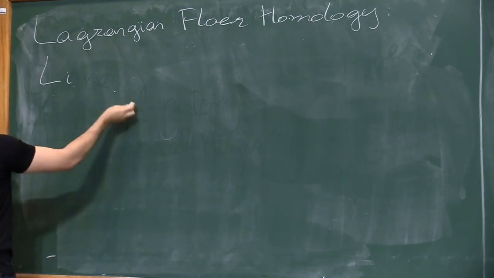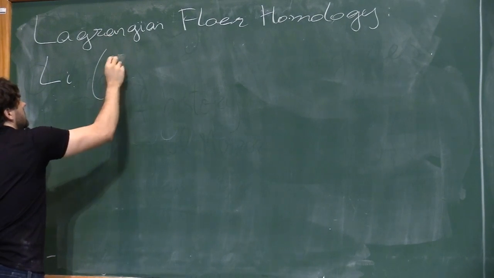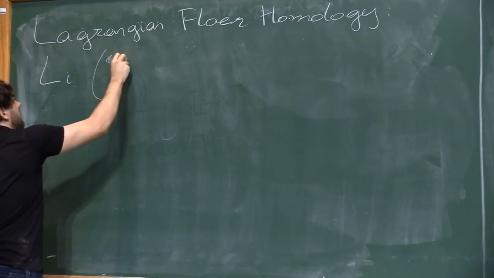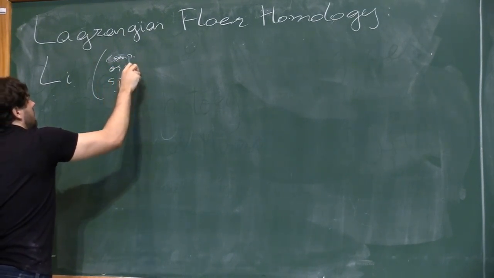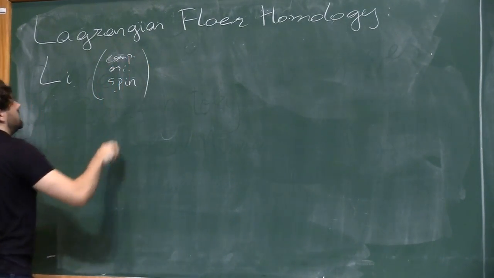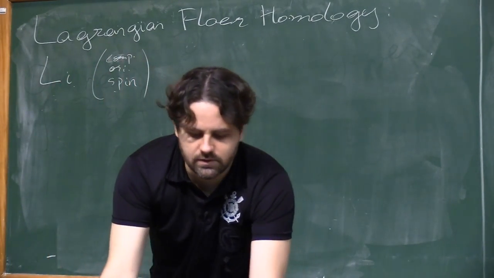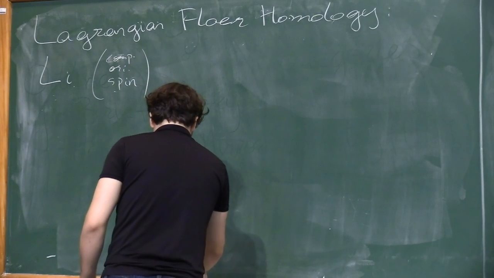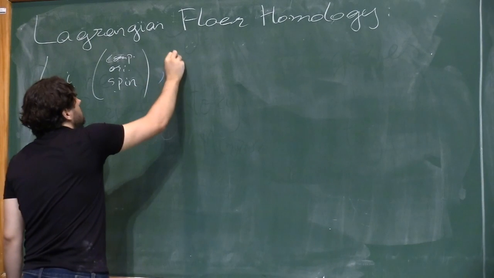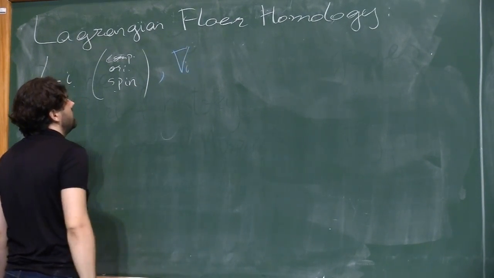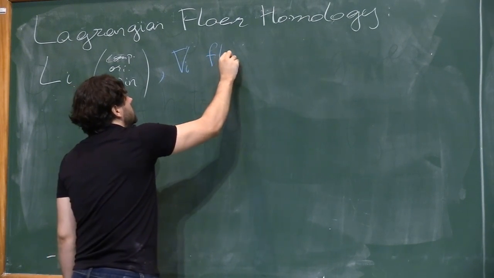My Lagrangians, and as I said before, I want them spin oriented, and perhaps compact oriented and spin. So suppose I give two of these Lagrangians, and perhaps let me use some color here, and I'm not going to carry too much notation, but you have these flat connections or local systems on them.